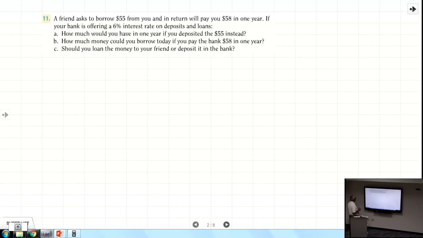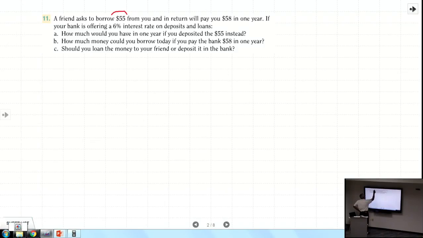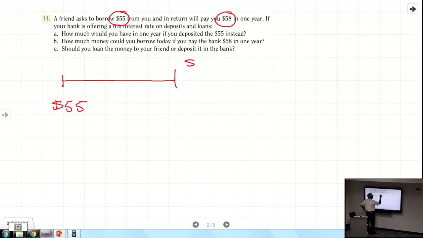So the problem says that your friend asks to borrow $55 from you, and in return will pay $58 in 1 year. So $55 from you today will pay you $58 in 1 year. That information I can immediately put into a timeline. $55 today will be paid back as $58. Today is time 0, a year from now, 1 year from now.